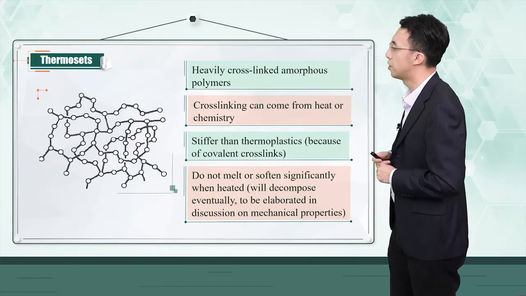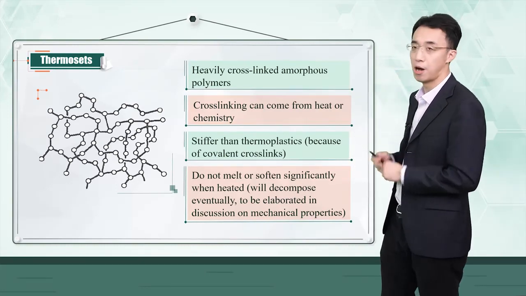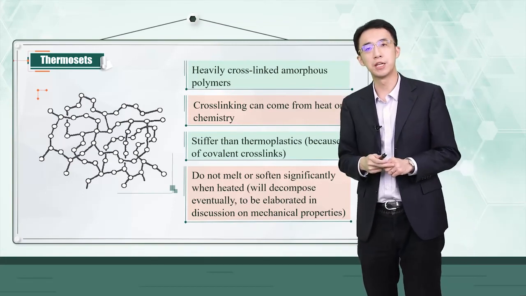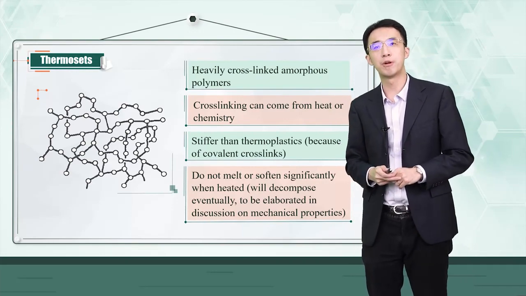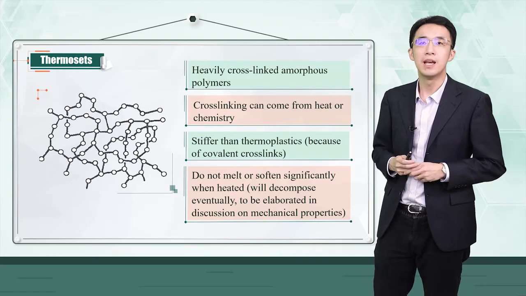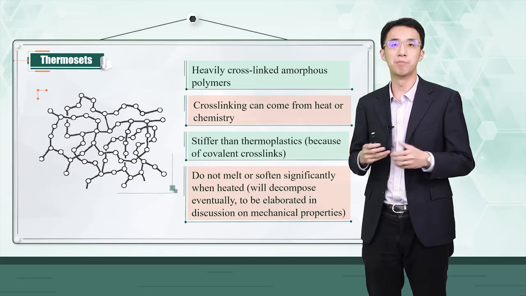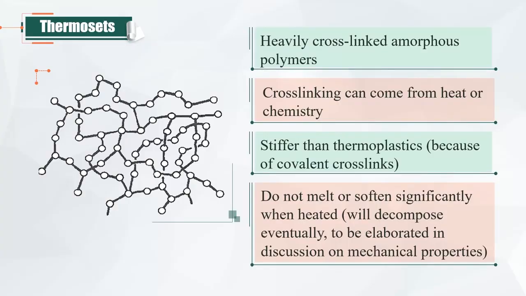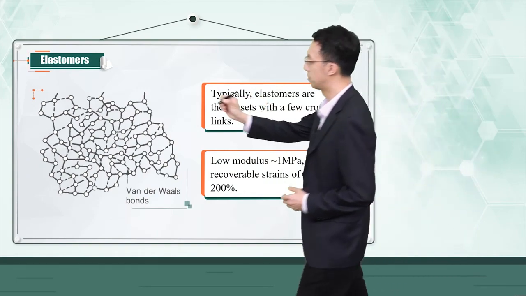In terms of thermosets, you already know that they are heavily cross-linked polymers. The cross-links correspond to relatively strong covalent bonds, and those cross-links can come from heat or chemistry. They are usually much stiffer than thermoplastics because of those covalent bonds. When they are heated, they don't melt or soften significantly, and they just directly decompose.